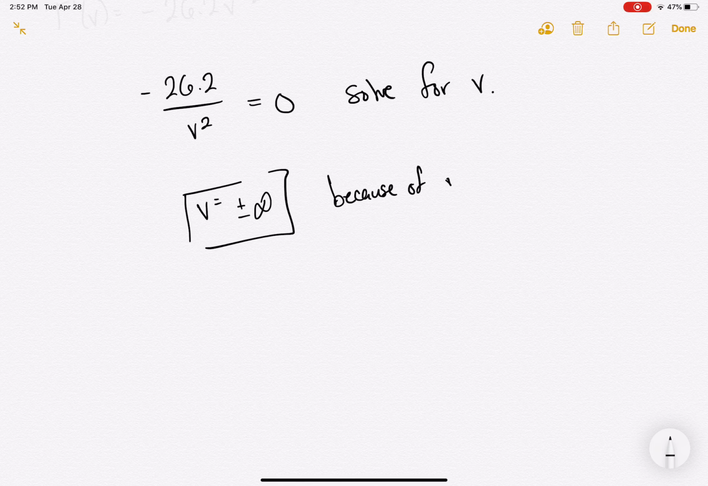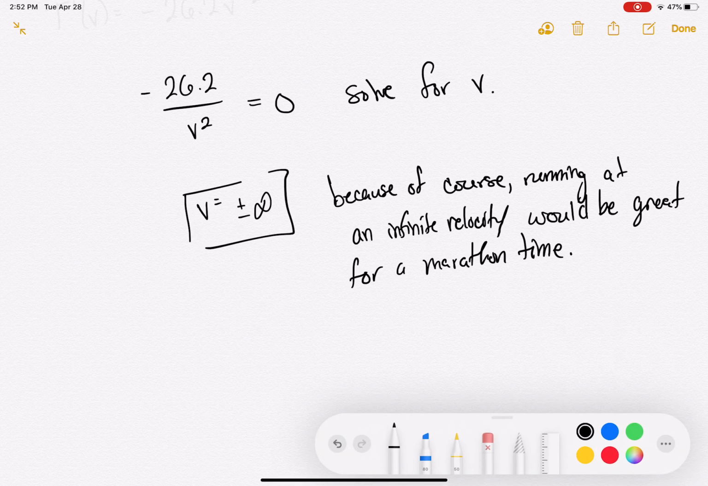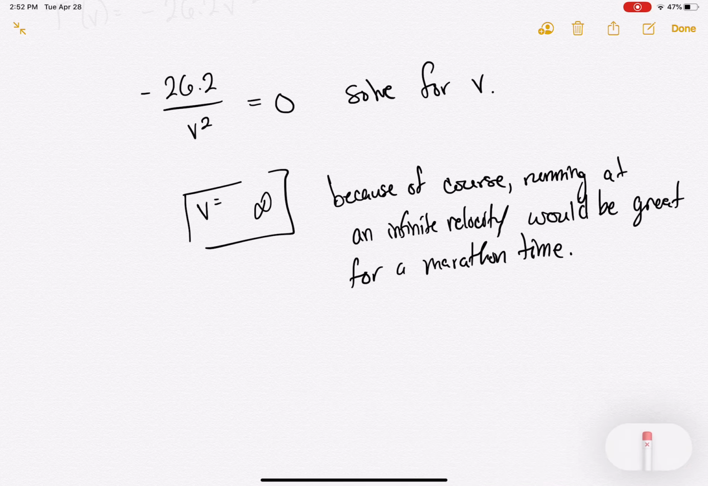Because of course, running at an infinite velocity would be great for a marathon time. Okay, that's not the answer though, right? It's not the answer.